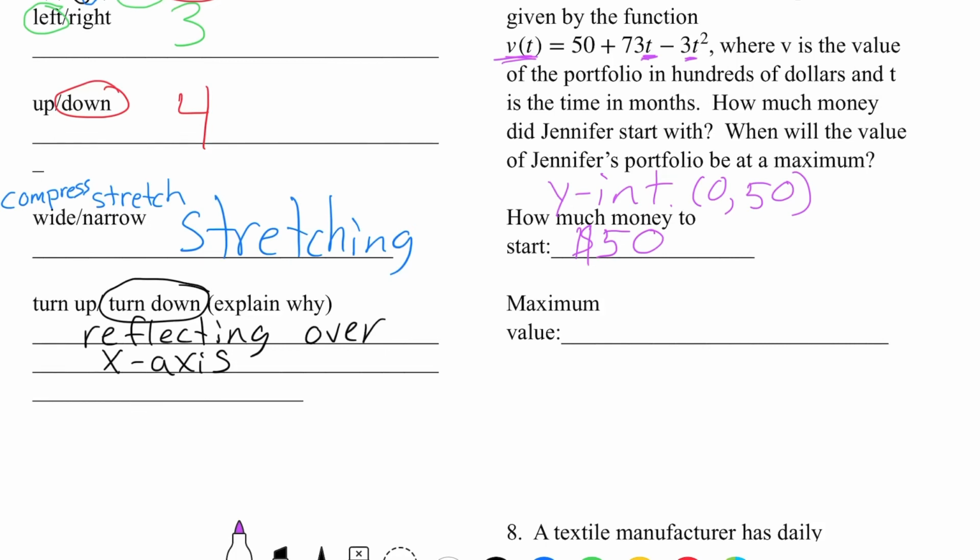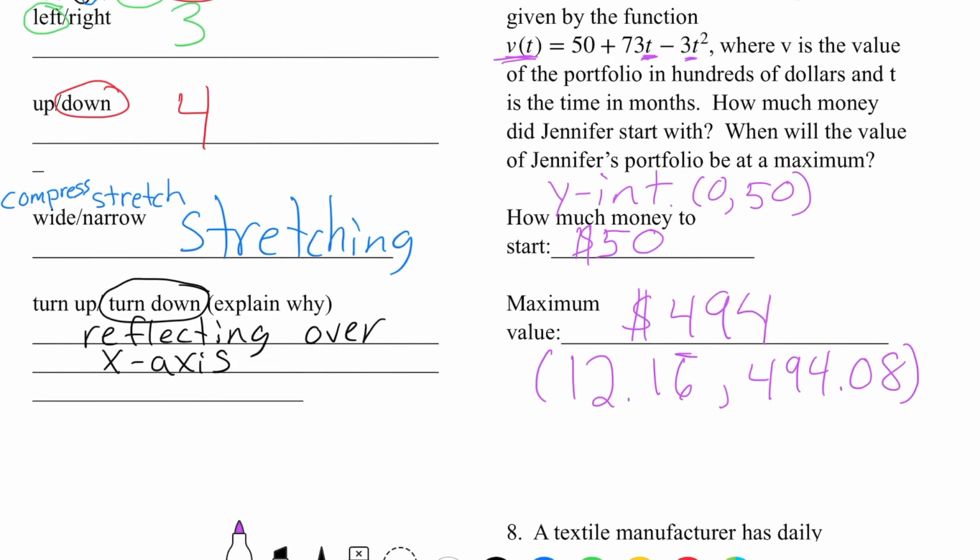Your max value, well, if you go to your calculator and calculate your max on your graph, you have 12.16 with a 6 repeating, 494.08. So your max value is $494.08.